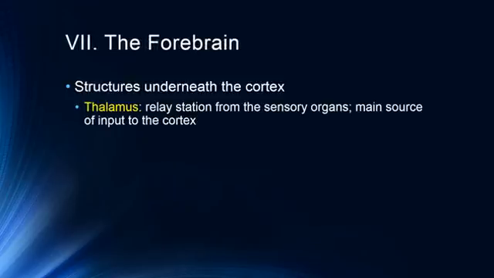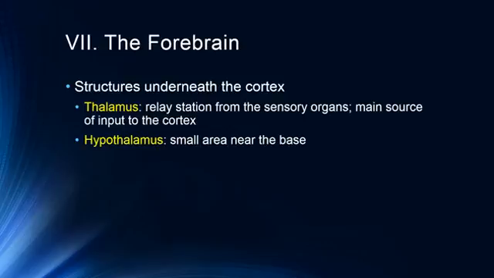The structures underneath the cortex that are oftentimes called the diencephalon include the thalamus, which is a relay station from the sensory organs and the main source of input to the cortex. So we'll talk about the lateral geniculate nucleus, which is directly involved in vision, and then the medial geniculate nucleus, which is involved in our sense of hearing.